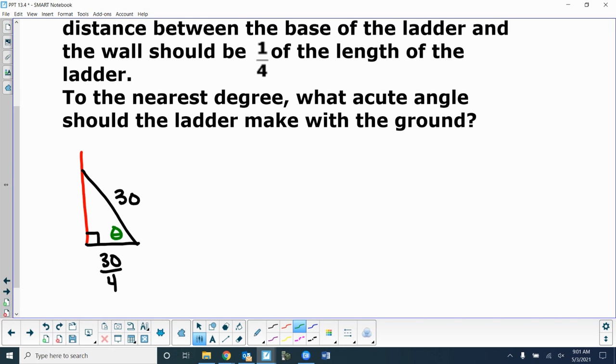Okay. So, I know here's my angle, my point of reference. Which side is this? Adjacent. What side is that? Hypotenuse. So which trig function would I use to help me? Cosine. Very good. So we're going to go cosine of theta equals 30 over 4 divided by 30, right?